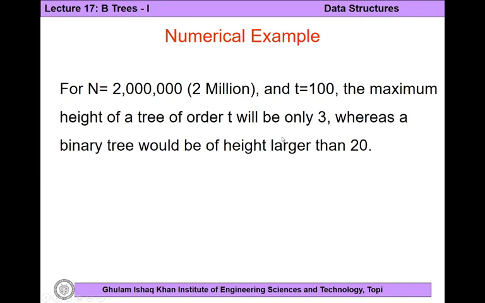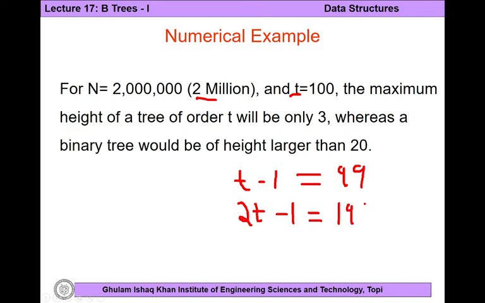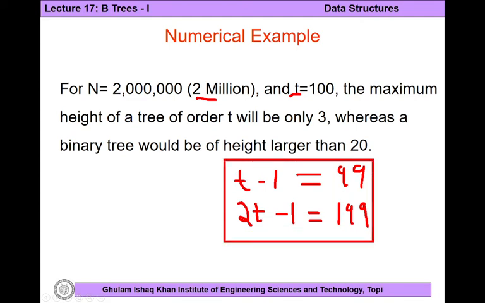So given an example where we have 2 million keys, 20 lakh keys, and t is set to 100, it means it will have t minus 1 minimum keys in a node, and at maximum it can have 2t minus 1 keys, right? So minimum will be 99 and maximum will be 200 minus 1, that is 199 keys.